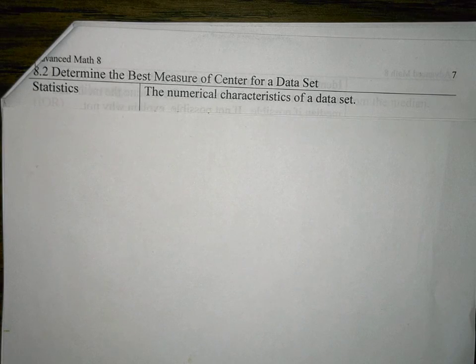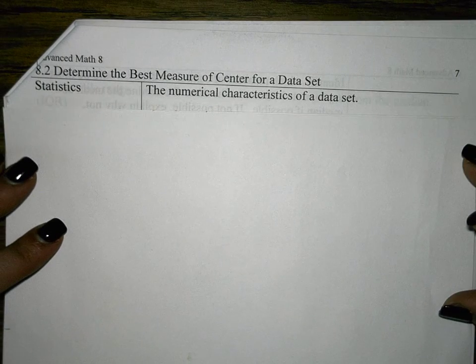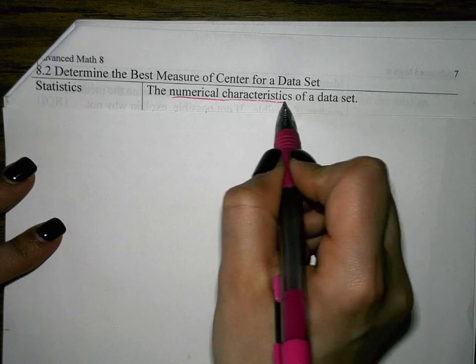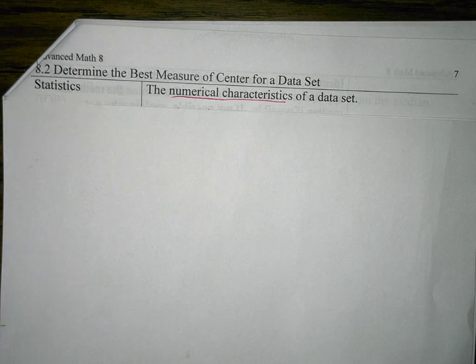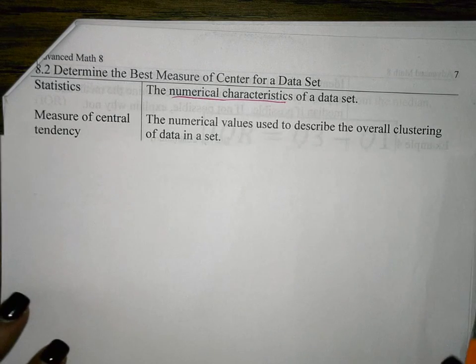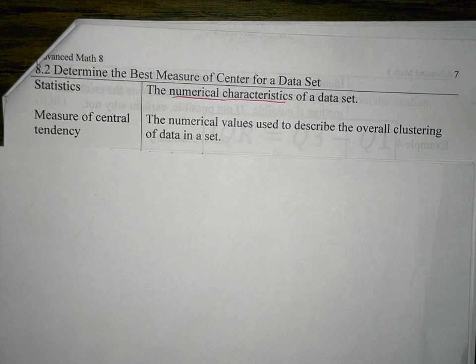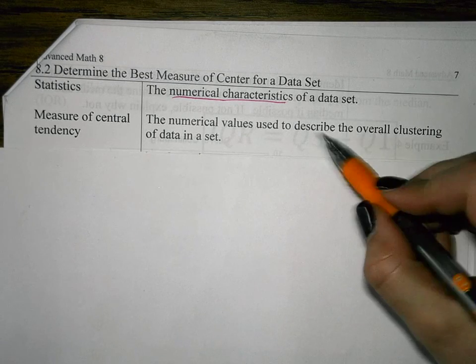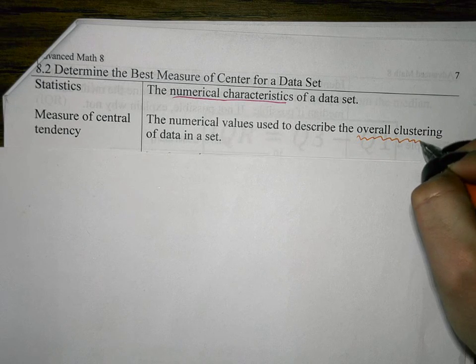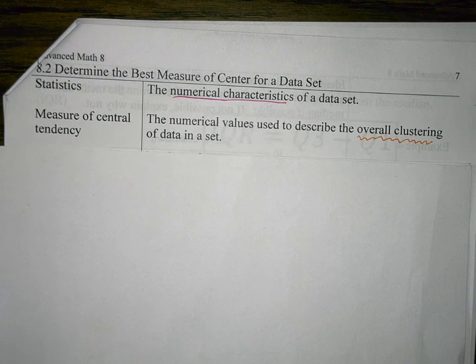Statistics. You guys have heard of statistics, but here's the actual definition. Statistics are the numerical characteristics of a data set. So there are different types of statistics that we can look at. What we're going to be looking at today is called the measure of central tendency. The measure of central tendency are the numerical values used to describe the overall clustering of data in a set. So where the data is clustering most around, whether that's in the middle, to the left, or to the right.